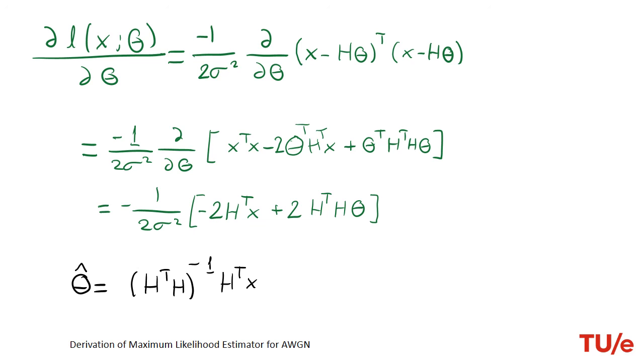Note that this is exactly the same expression as the least squares estimate. So, for data in additive white Gaussian noise, the least squares estimate is equivalent to the maximum likelihood estimate.